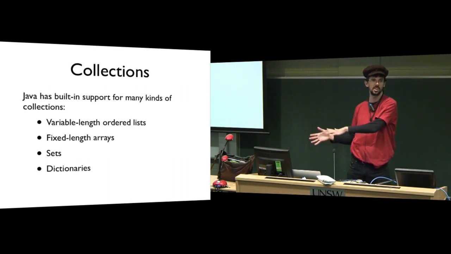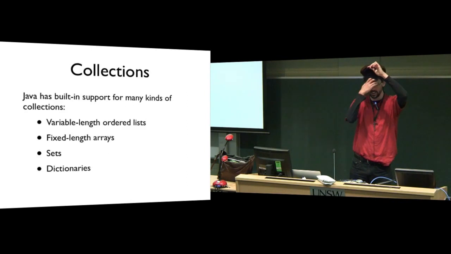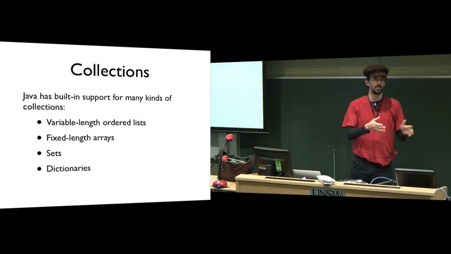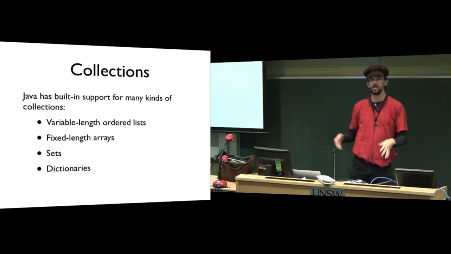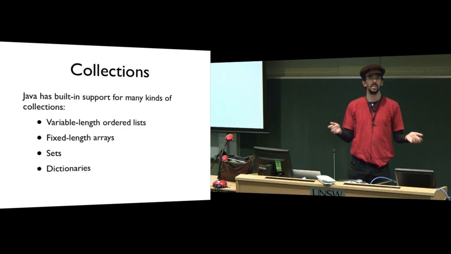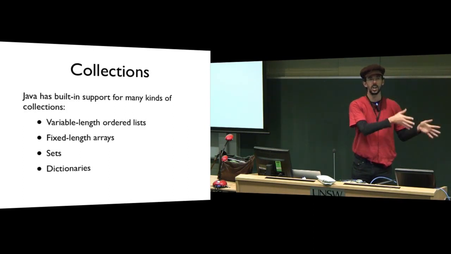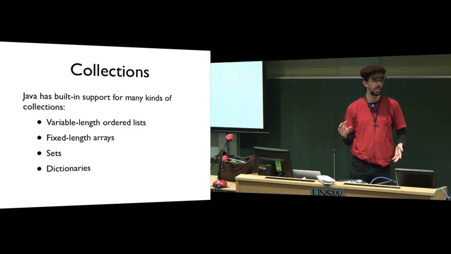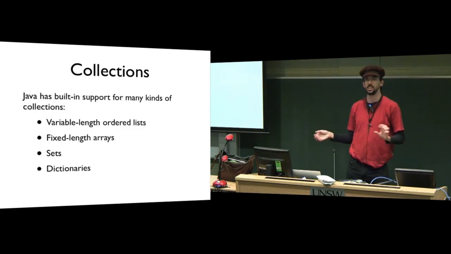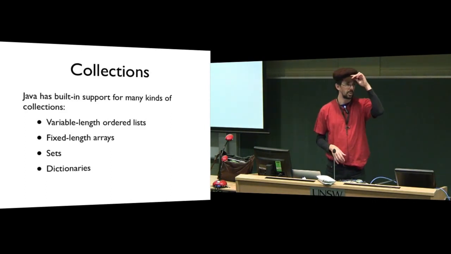An example of a dictionary is, well, a dictionary. The key is the word that you're looking for, and the value is the meaning of that word. Or a phone book is another kind of dictionary where you look up the name and you get the associated phone number with the name. So dictionary is a little bit more complicated. That's where you start having multiple pieces of data associated together.